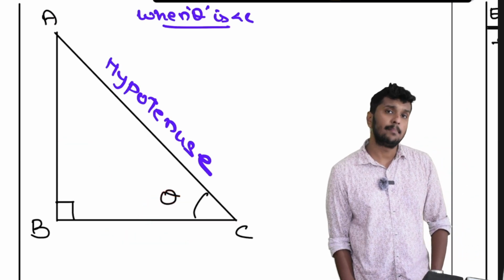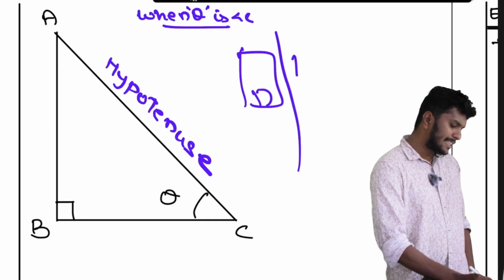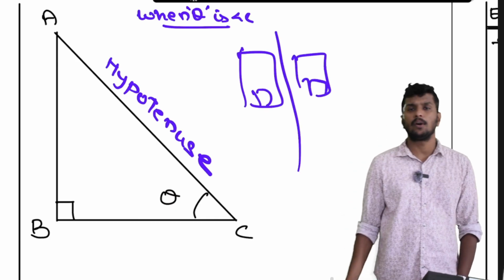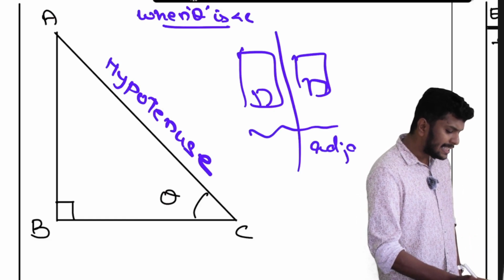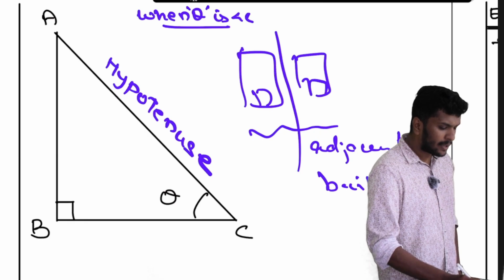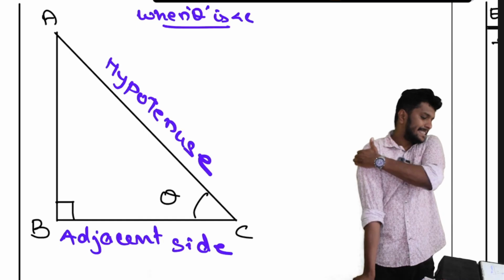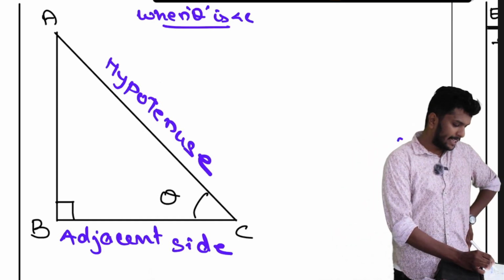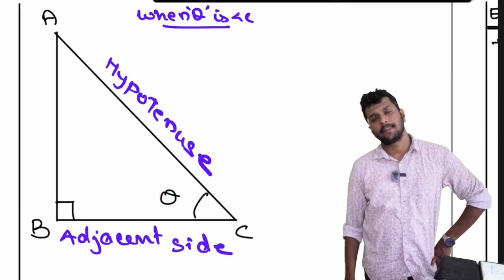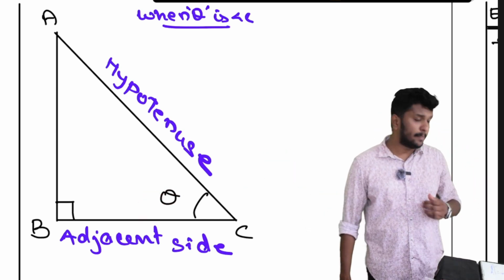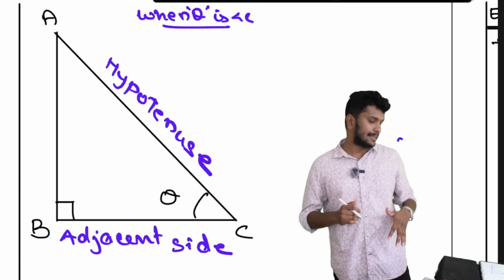When do you call something adjacent? When two buildings are next to each other, we call them adjacent buildings. So if you take this as theta, this you call the adjacent side. Why? Theta and side BC are next to each other. That is why we call BC the adjacent side.